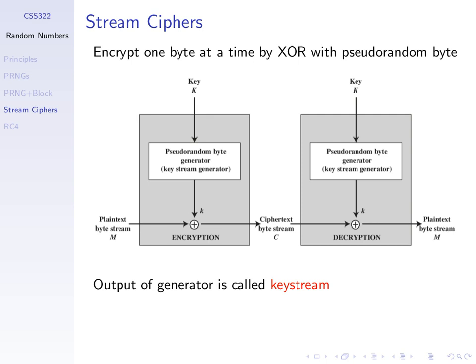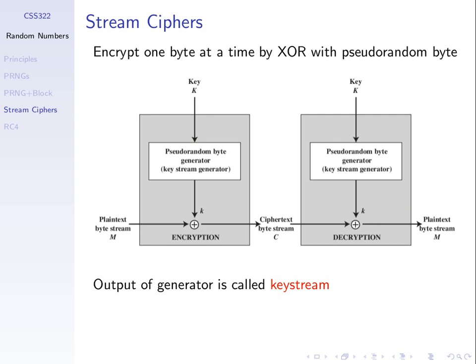We have a key. We take the key, and that's the input or the seed to the pseudo-random number generator. It's called a pseudo-random byte generator in this case, because if we take a byte of plain text, 8 bits, one byte at a time, we generate a byte out here, and to get the ciphertext, we just apply the XOR operation. Take the pseudo-random output, XOR it with the plain text, and you've got your ciphertext. Send the ciphertext across the network. And to decrypt, you use the same pseudo-random byte generator, the same key, and therefore you'll get the same output.